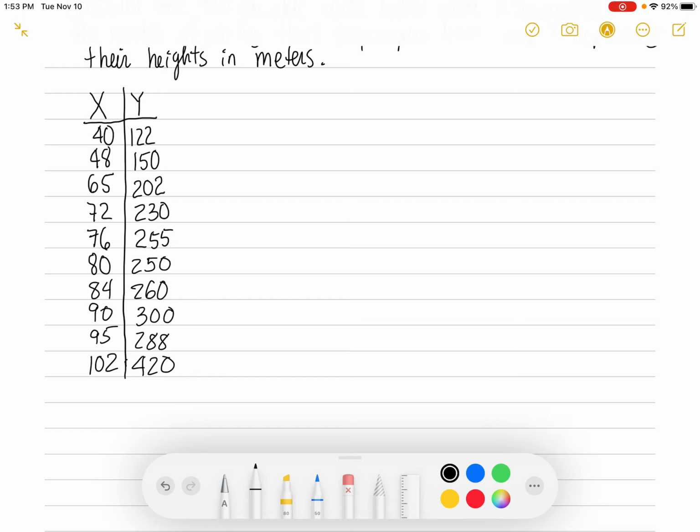So we have two variables, right? The X variable tells us the number of stories the building has. The Y variable tells us how tall in meters each building is. Okay, so what we're going to do first, to find the correlation coefficient, let's write down our formula here.